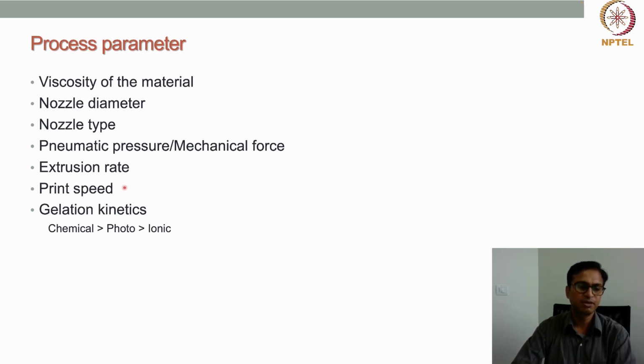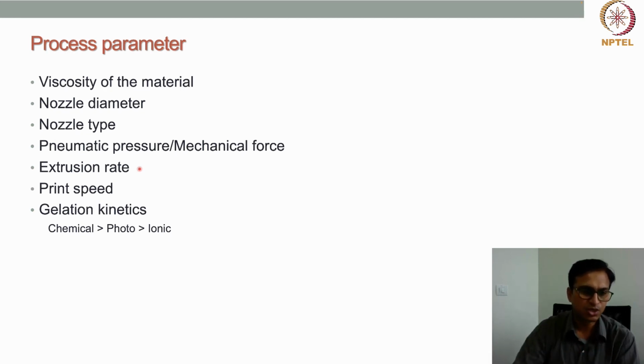Print speed is another parameter. It is the rate at which the print head moves during printing. The print speed should be in accordance with the extrusion rate. Suppose we set a certain extrusion rate, the print speed should be such that the material comes out that much, so that we are able to make a very good line or structure.